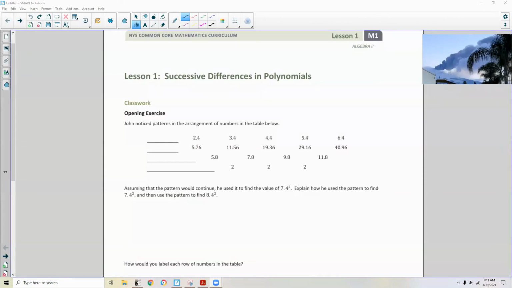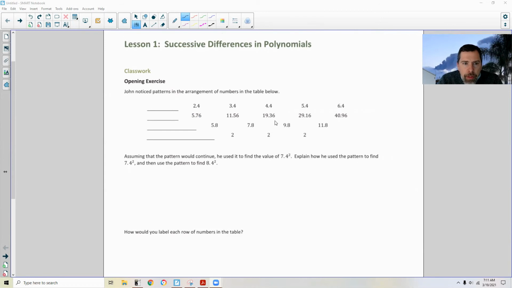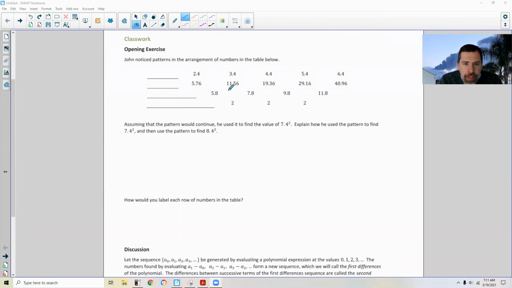Okay, welcome to a new school year. Welcome to Algebra 2. This is Lesson 1, Successive Differences in Polynomials. The classwork opening exercise says that John noticed patterns in the arrangement of numbers in the table below. So pause the video here, take a look at these arrangement of numbers, see if you can find a pattern. And if you think you've got it figured out, unpause the video and check and we'll discuss it.